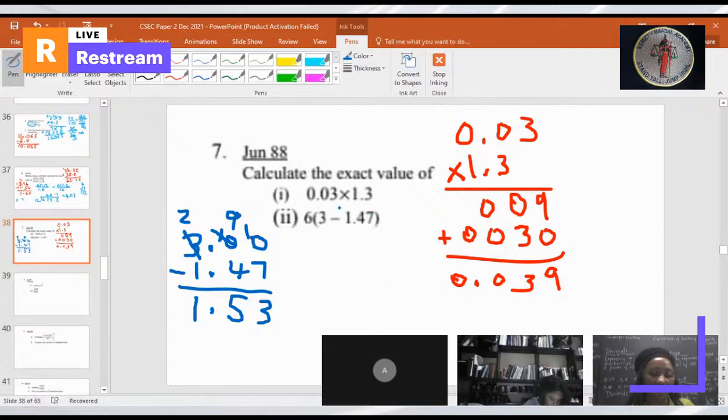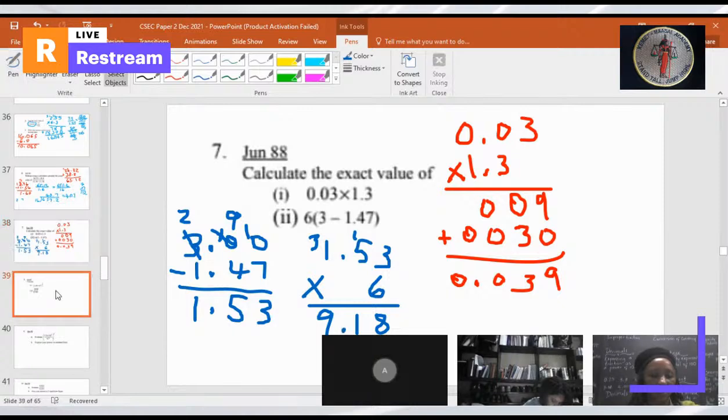Because they said we have to work this out first and then multiply the answer by 6. So it's 1.53 times 6. All right. So walk me through this now. 6 times 3 is 18. 6 times 5 is 30, plus 1 is 31. 6 times 1 is 6, plus 3 is 9. And then there's 2 places behind the decimal point. So two decimal places. So that's 9.18. All right. Thank you.